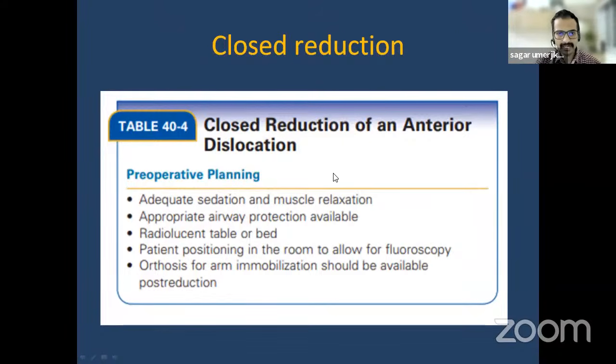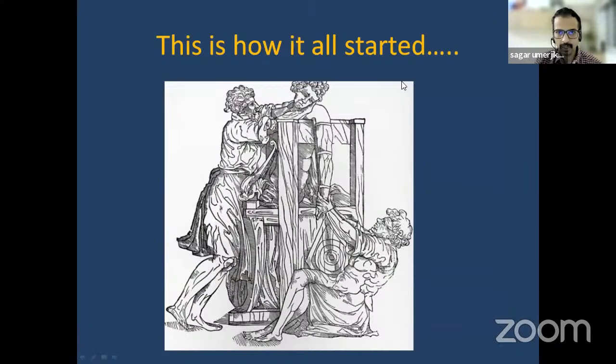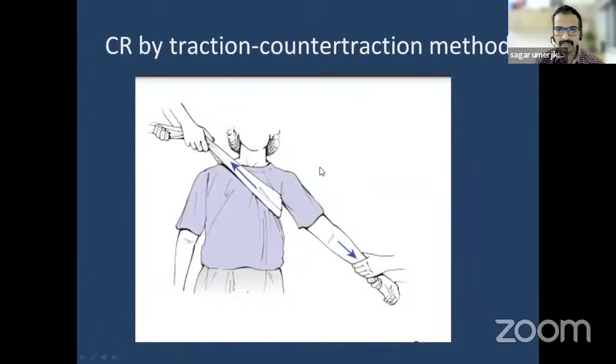Then the close reduction of anterior dislocation has to be ideally done in an operation theatre under sedation, and a C-arm image or the radiography should always be taken, and patient positioning and immobilizing the arm are very important. So this is how all of it started. So we can see the Hippocratic era, wherein two people are basically pulling the shoulder to reduce it, and that was a very native stage of medicine, and eventually it got evolved, wherein we do close reduction by traction counter traction method.